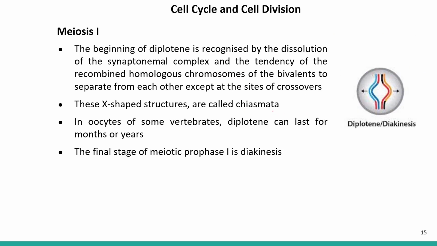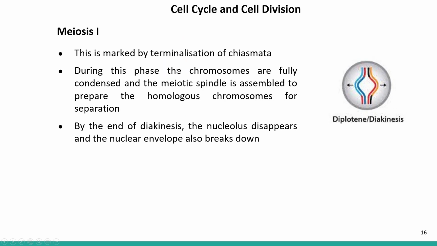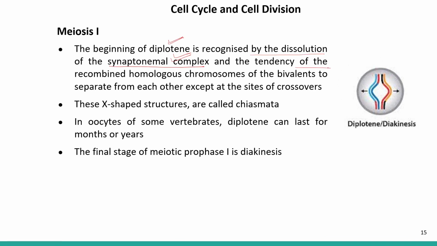Right? So the beginning of diplotene is recognized by the dissolution of the synaptonemal complex. So the diplotene, the last stage of this particular prophase 1, shows the dissolution of the synaptonemal complex, and the tendency of the recombined homologous chromosomes of the bivalents to separate from each other except at the site of the crossover. The whole chromosomes get separated, but they are still attached at the crossover site like this.